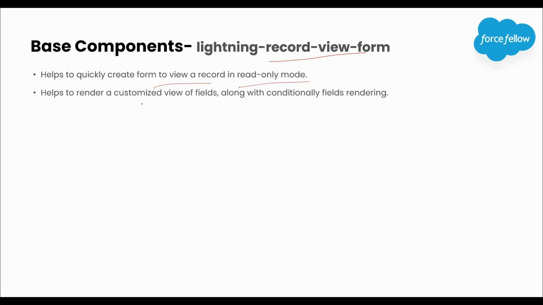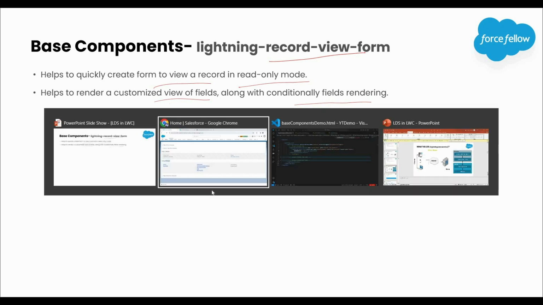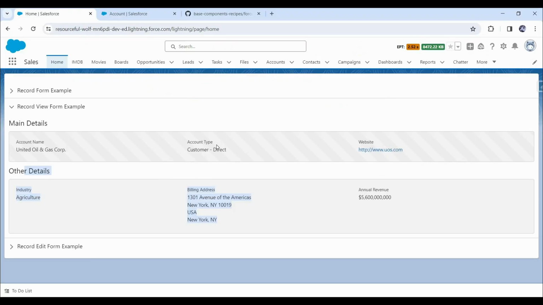Also, it helps to render a customized view of fields along with conditional field rendering. What does it mean? It means if we have a requirement where we want to display data with a custom design, then in that case, record view form can help us. And if we talk about an example, that we have already seen. I mean, this is the example of Lightning record view form. So using this form, we can show data in a custom design.